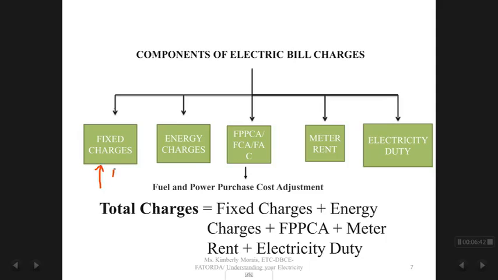First is something called as your fixed charges. Second is called as your energy charges. The third is FPPCA. It's also called as FCA or FAC. The fourth is the rent for my meter. Fifth is electricity duty. Now FPPCA, okay, this is Aloysius' query. The full form is Fuel and Power Purchase Cost Adjustment. That is the full form of it. I will tell you what each is in the coming slides. So your final amount on your electricity bill will be the total sum of all these individual charges. So this is my total charge, which is going to be the sum of my individual charges. So these are basically my components.